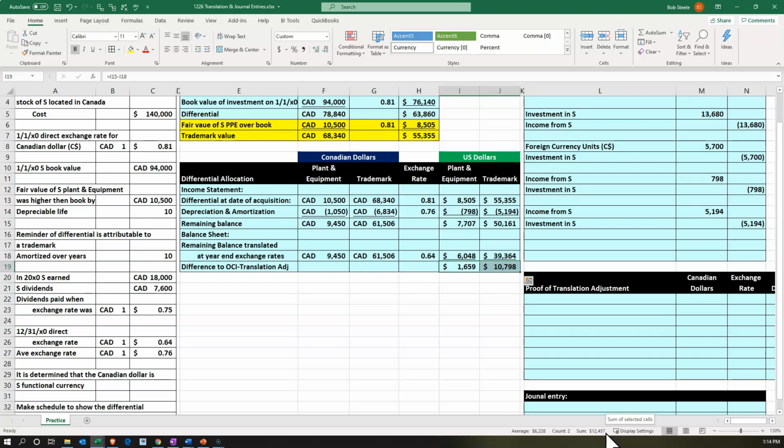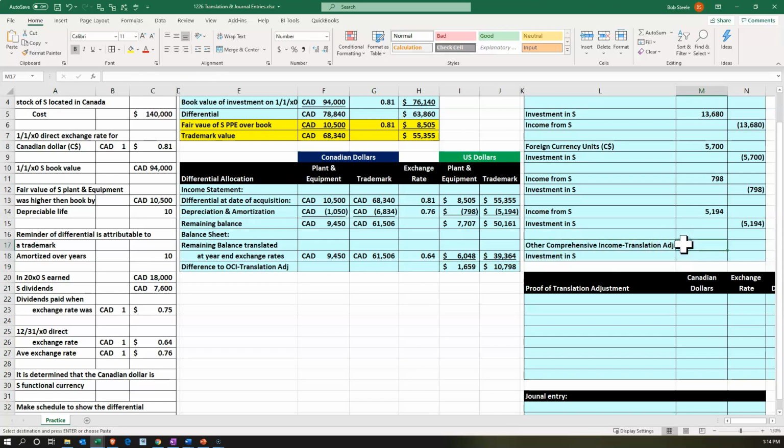So I will combine these together for the total of the 12,457, but I'll use a formula to do so, so that if you're using this worksheet, you can see exactly where it's coming from. We're going to say this will equal, and we'll sum this up. There it is, breaking that out. And that's the other comprehensive income translation adjustment. That's going to be the debit and the credit that we'll have here.